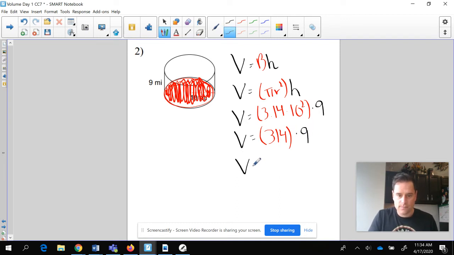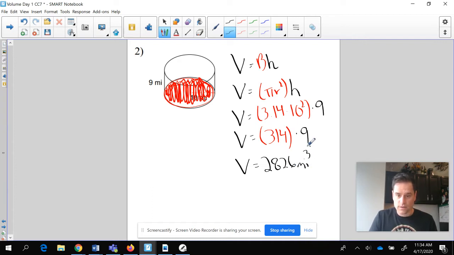Times 9, and we're going to multiply that by 9. Comes out to a nice number. Nice number. 2826, and that's going to be miles cubed.